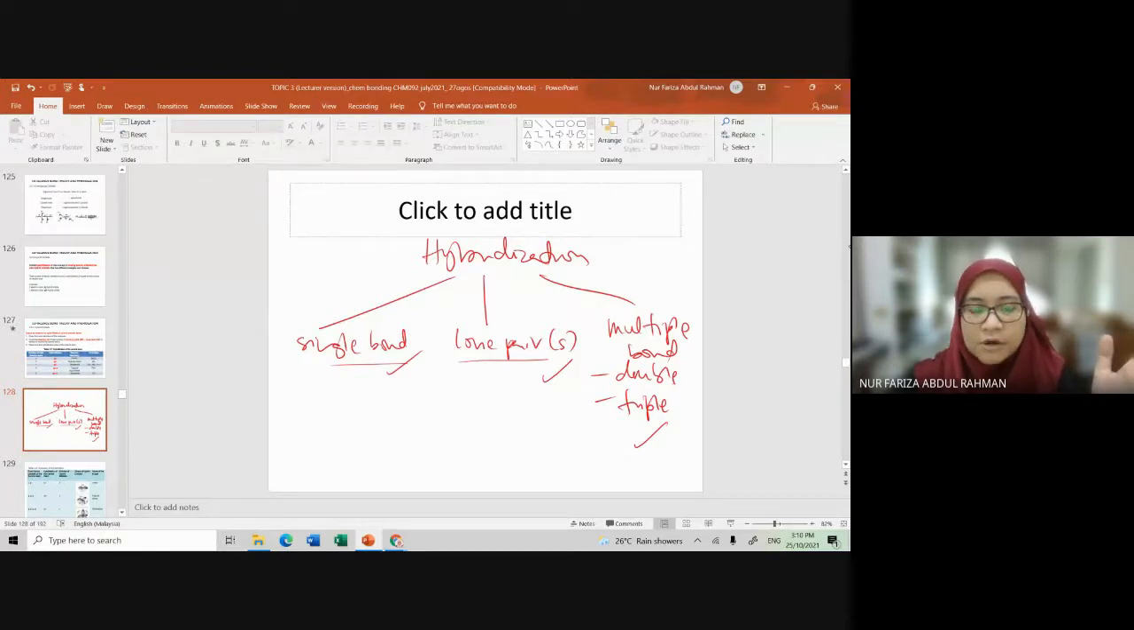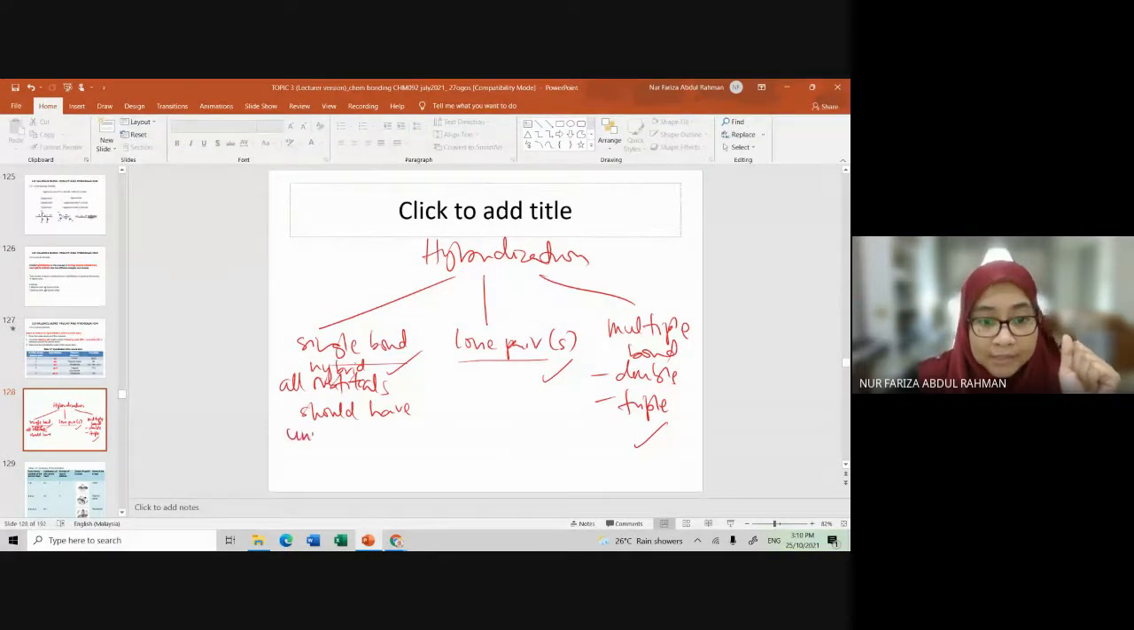For single bond, if we could summarize all of this, we expect that all the orbitals have one unpaired electron. We are talking about hybridization, okay? All hybrid orbitals should have an unpaired electron or single electron.